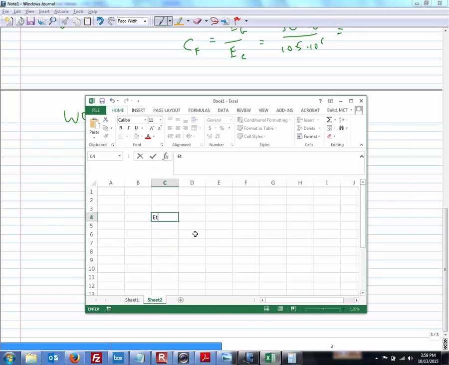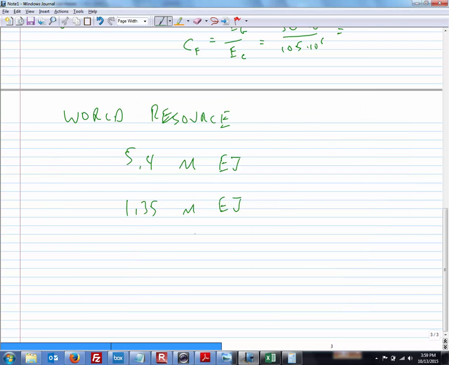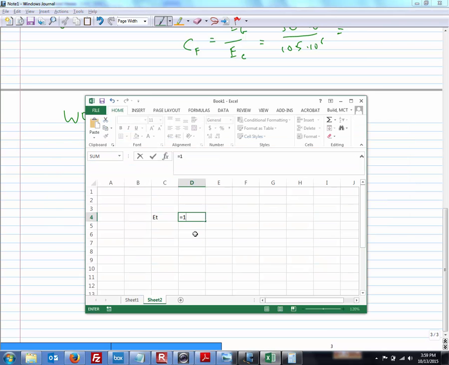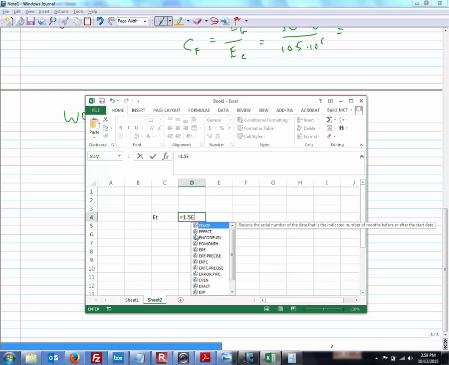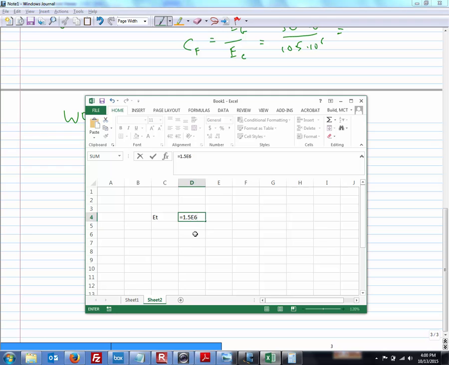So 1.5 million. E total equals 1.5 E6 times 1E18. Now let's think about how to do this. I just took 1.5 million times 1 exa. So that's a big number, and that's the E total, and this is in joules.